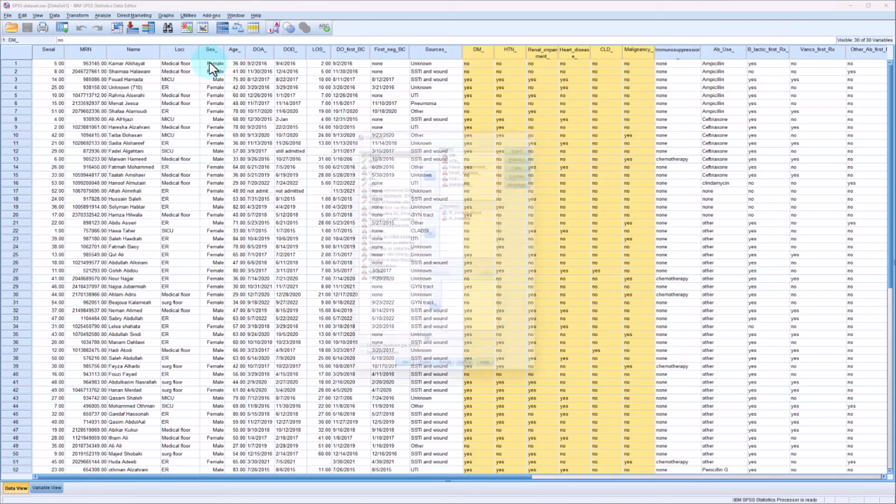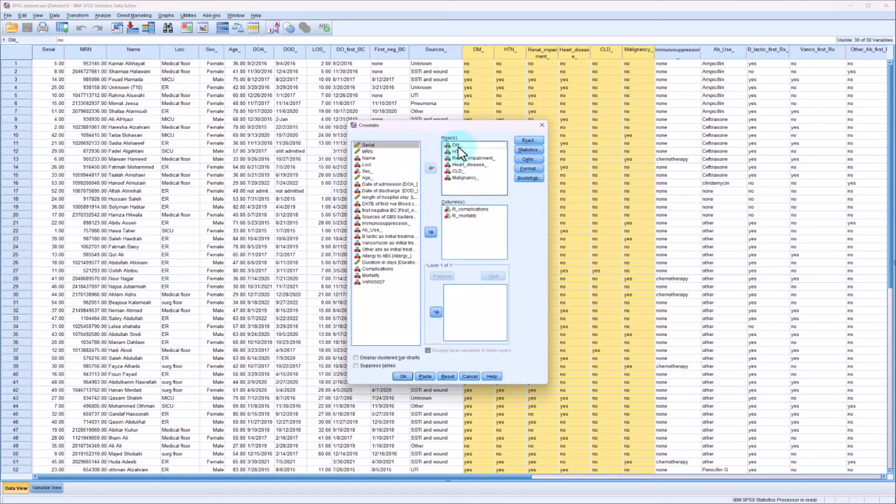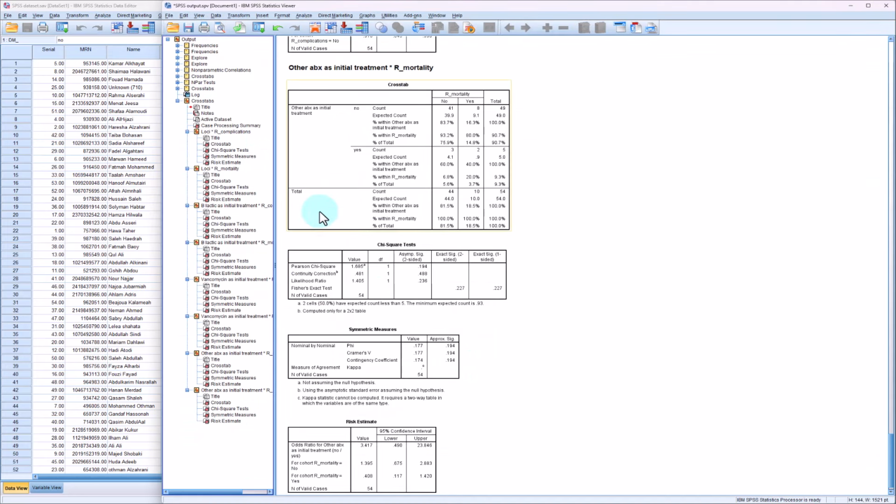Now I would do the same thing with other variables to see if we can get more significant results. So now I would check the association between the location, I mean where the patients were admitted in the hospital, and complications and mortality. I would also include the first antibiotic use, beta lactam, vancomycin and others, in the analysis and click on OK.